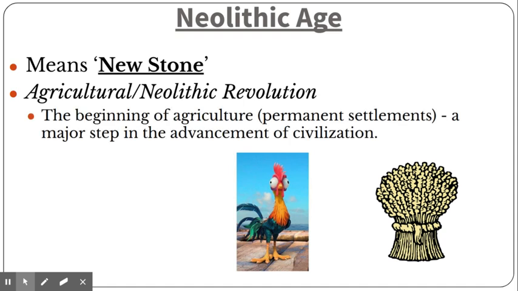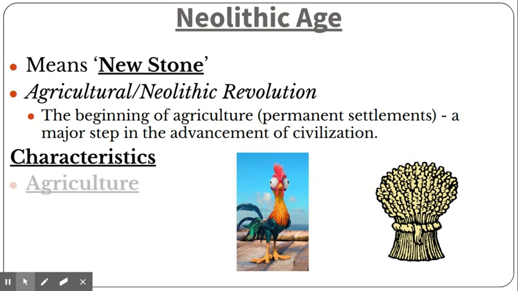When we start to farm, our ancestors no longer need to follow animals and look for plants, whether they settle down permanently, and this becomes a major breakthrough in advancement for civilization. Here are your basic characteristics of the Neolithic or New Stone Age.